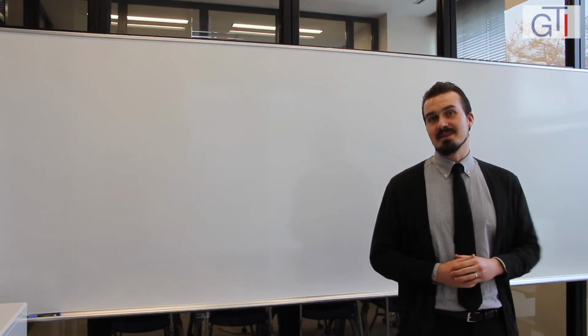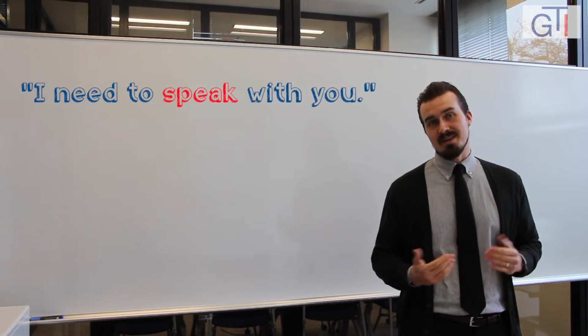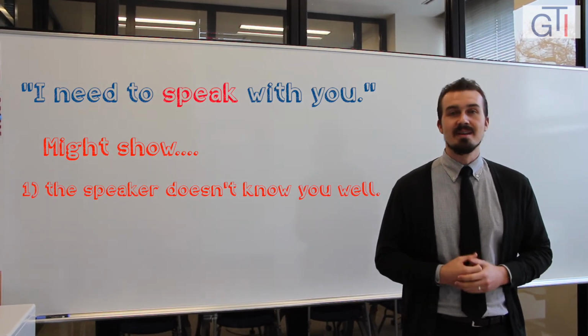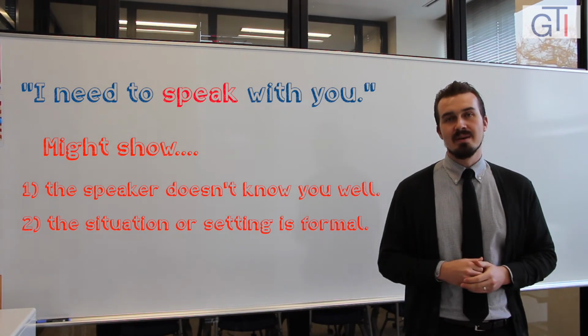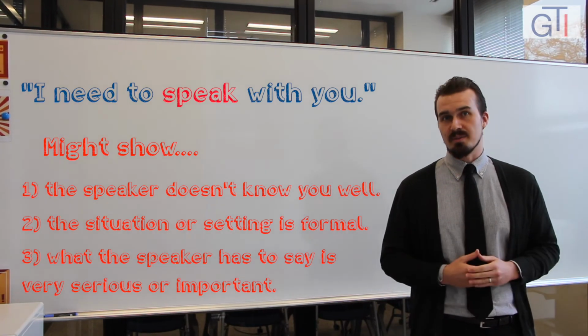If someone came up to you and said, "I need to speak with you," it could show three different things. One, the speaker doesn't know you very well. Two, the situation or setting is formal. Or three, what the person has to say is very serious or important.